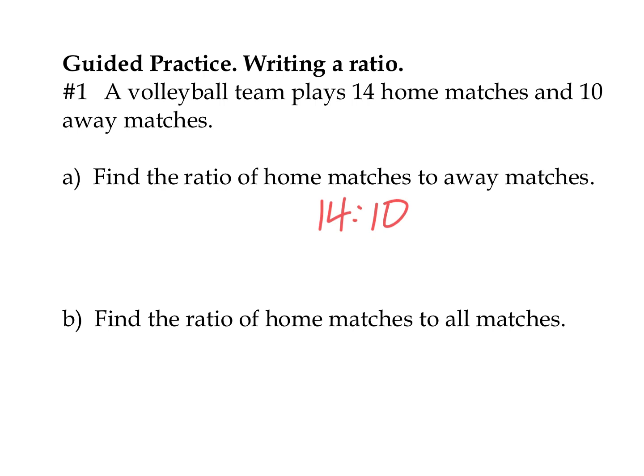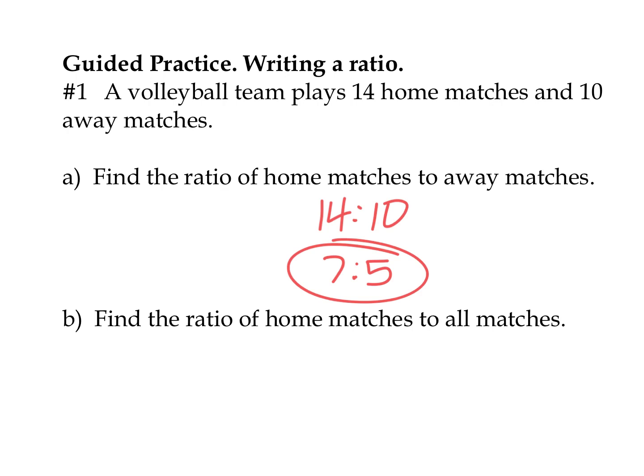We do want to simplify this. Just like we would simplify with a fraction if we wrote it as 14 over 10, we want to see, do they have any common factors? They do. We can divide these both by 2 and get 7 to 5. So the ratio of home matches to away matches is 7 to 5.